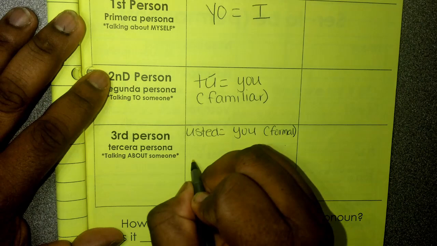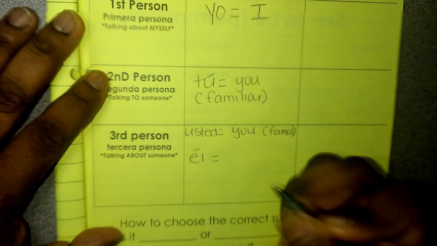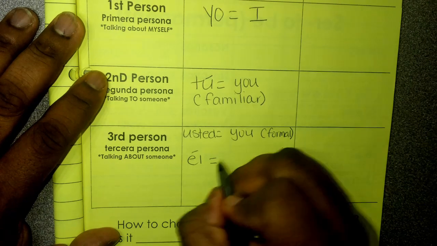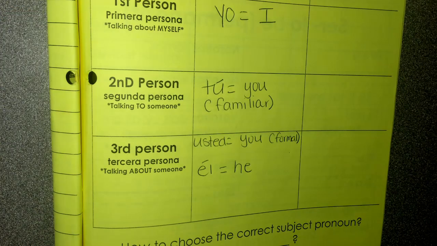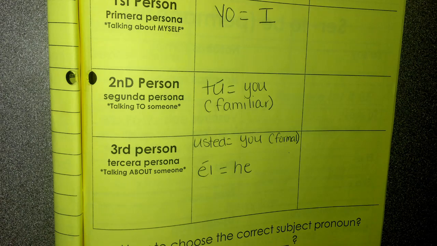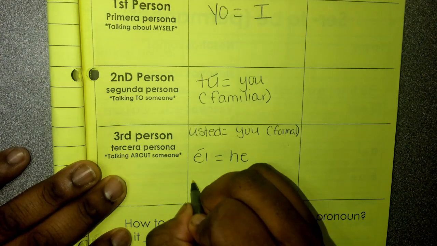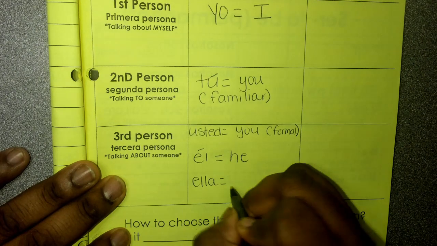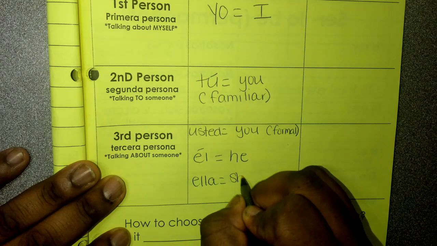Okay. So, él, what does él mean? He. Okay? And remember, there's an accent on él because if I don't put an accent on it, it turns to the. Okay? So, él con acento, he. El sin acento, el without the accent, means the. So this is where we learn accents are important. And then lastly, ella. What does ella mean? She.